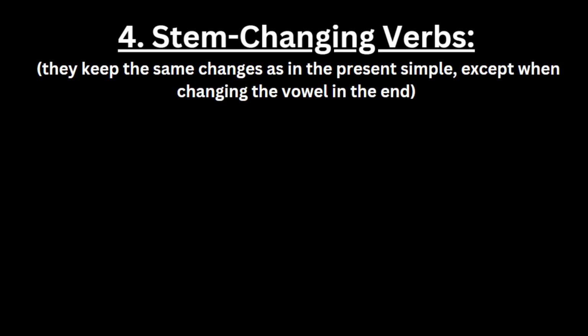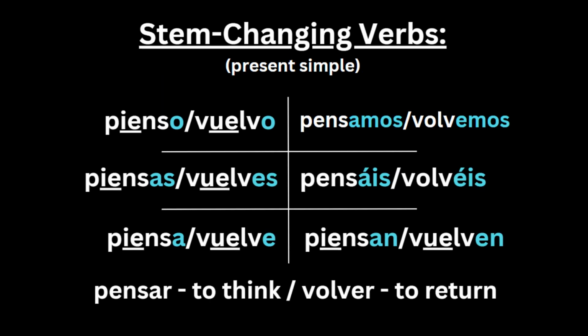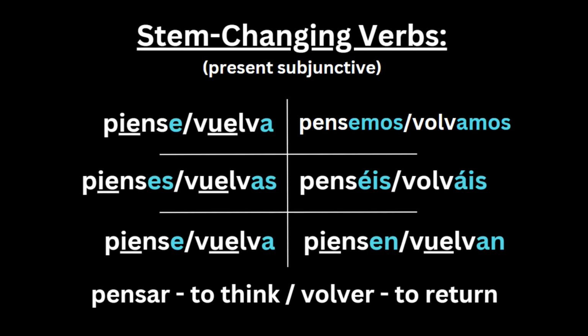The fourth concept of the present subjunctive is stem changing verbs, which I think is the easiest, mainly because they have the same changes as they do in the present simple, except when changing the vowel in the end. Taking verbs like pensar and volver, the only difference between these verbs in the present simple and the present subjunctive is the ending. Stem changing verbs function the same way as in the present simple, except with the vowel change at the end. Yo pienso becomes yo piense, yo vuelvo becomes yo vuelva, and the same idea applies to the rest of the conjugations and to any other stem-changing verb.